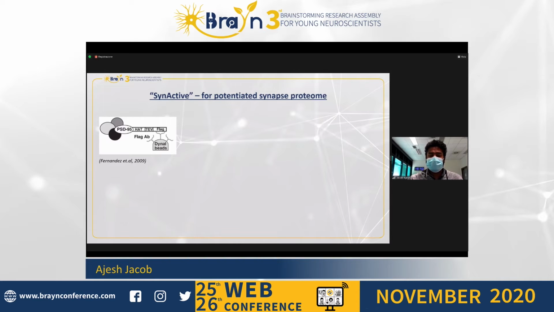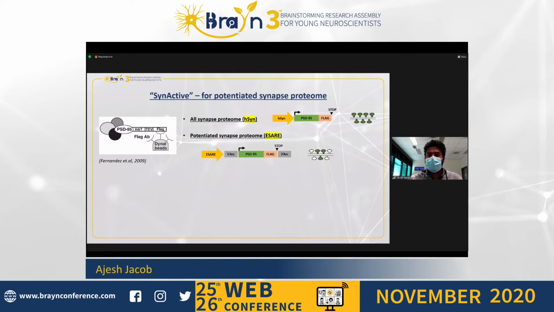In 2009, Fernandez et al. expressed PSD95 tagged with flag in the mouse brain, and they used it to immunoprecipitate the synaptic proteins. We used a similar approach and made a construct to express PSD95 flag in all synapses. So this will allow us to immunoprecipitate all synapse proteome. This construct will be referred to as HSYN. And to make this activity dependent, we added the 5' and 3' RQTRs to PSD95 flag. This way, we will be able to express PSD95 flag only in the potentiated synapses, which will allow us to immunoprecipitate the potentiated synapse proteome. This construct will be referred to as ESAIR.